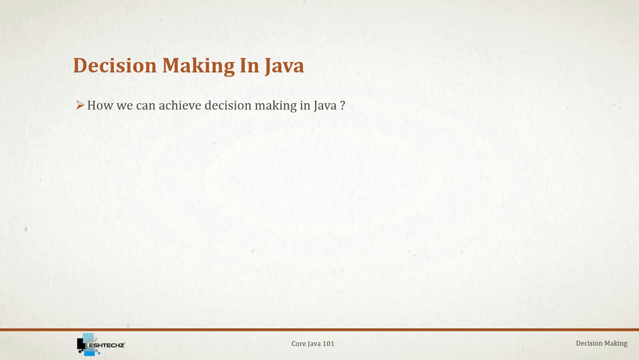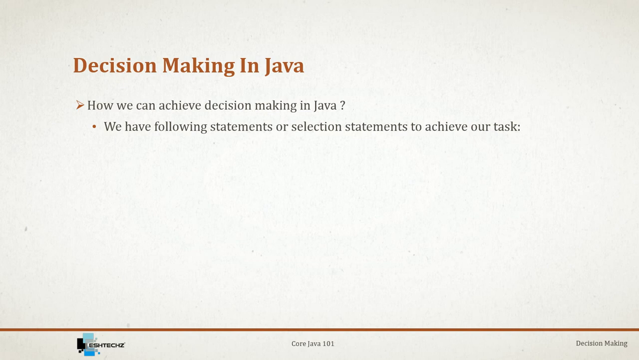Next is how we can achieve decision making in Java. For this, we have the following statements or selection statements to achieve our task. These are if statement, if else statement, and switch case. This one got new updates very recently, so we will be covering that as well.